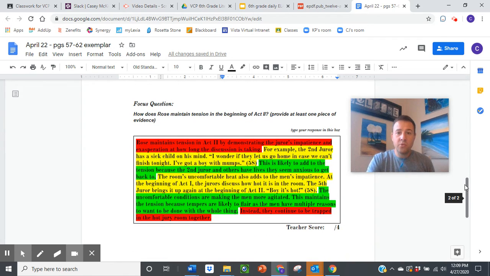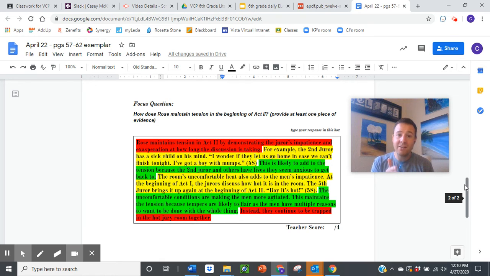So then you're supposed to take some of the evidence that you found and apply it to the focus question. How does Rose maintain, and again, guys, it's Reginald Rose, so this is a gentleman we're talking about, so if you do refer to the author, make sure it's he. How does Rose maintain tension at the beginning of Act 2? You were to provide at least one piece of evidence. I felt it was stronger in my example to provide two to really show you what I'm talking about. So now I got to really name what those examples show.